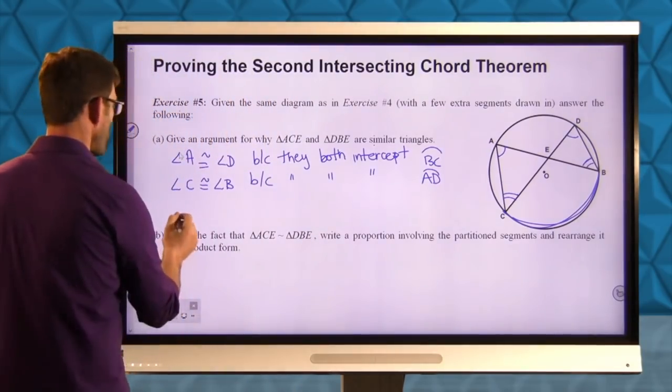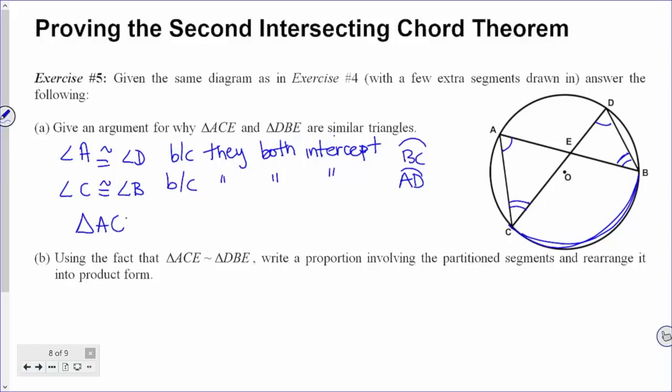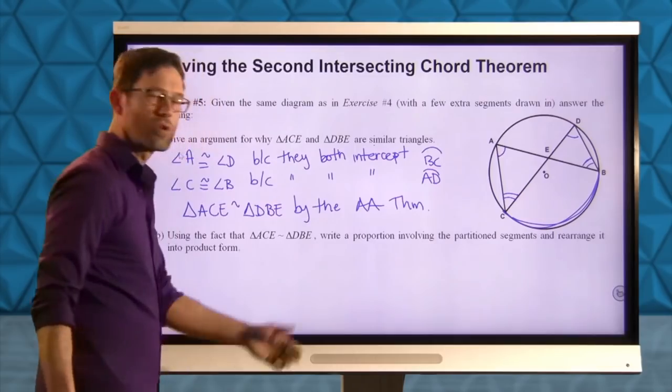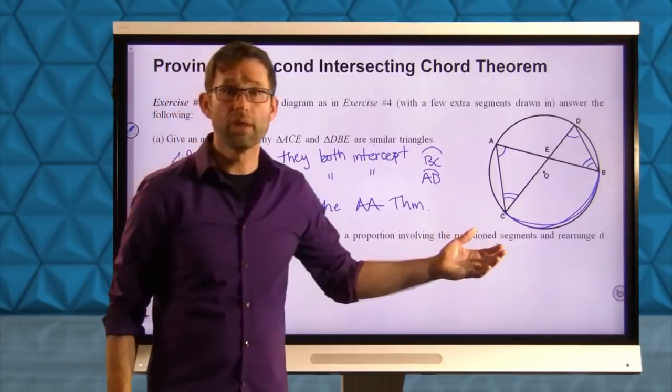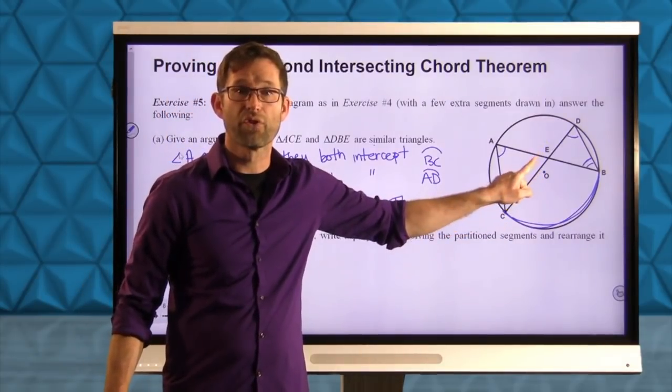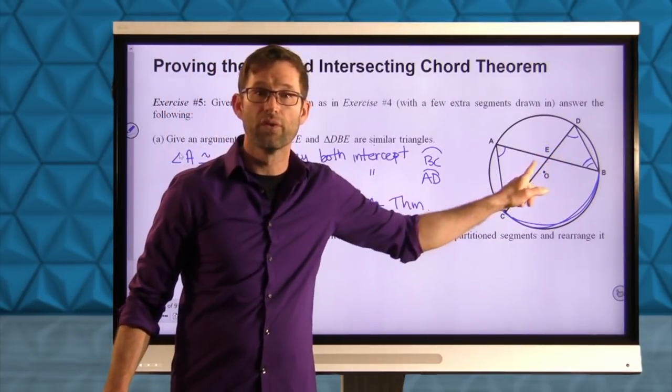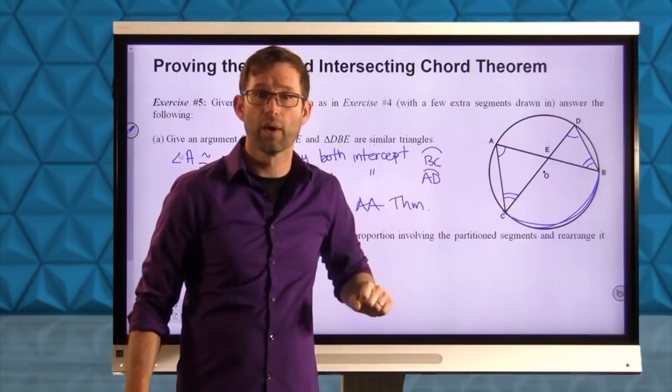But that means that triangle ACE is similar to triangle DBE by the angle theorem. So those two triangles must be similar. Now, you wouldn't be incorrect to note that there's a third pair of angles that are congruent due to the vertical nature of those two angles.